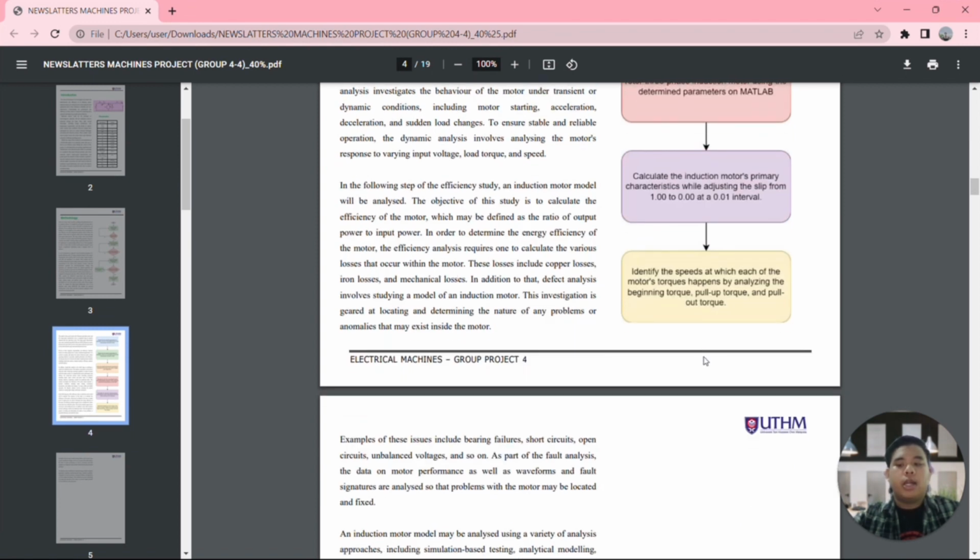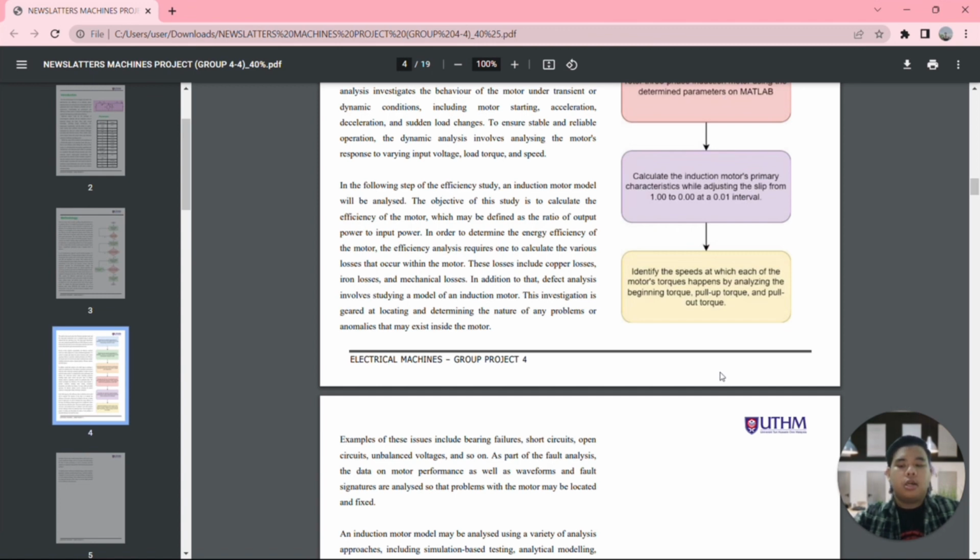The efficiency study will analyze an induction motor model next. This study calculates motor efficiency, defined as output power over input power. The efficiency analysis calculates motor losses to evaluate energy efficiency. Mechanical, copper and iron losses occur.